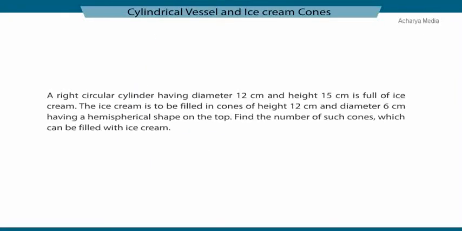Cylindrical vessel and ice cream cones. A right circular cylinder having diameter 12 cm and height 15 cm is full of ice cream. The ice cream is to be filled in cones of height 12 cm and diameter 6 cm having a hemispherical shape on the top. Find the number of such cones which can be filled with ice cream.